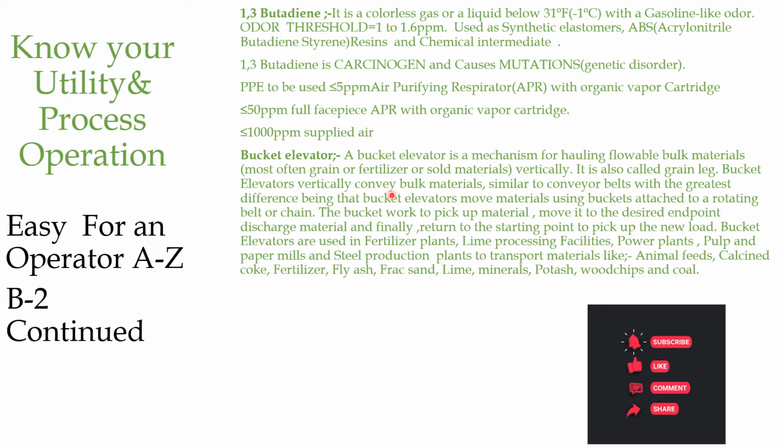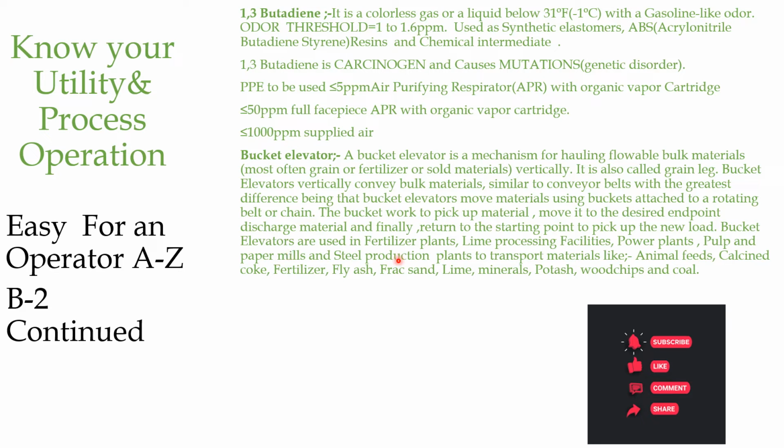Bucket elevators vertically convey bulk materials similar to conveyor belts, with the greatest difference being that bucket elevators move material using buckets attached to a rotating belt or chain. The buckets pick up material, move it to the desired endpoint at the vertical position, discharge the material, and finally return to the starting point to pick up the new load.